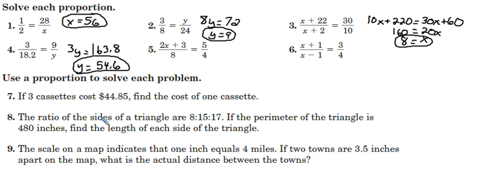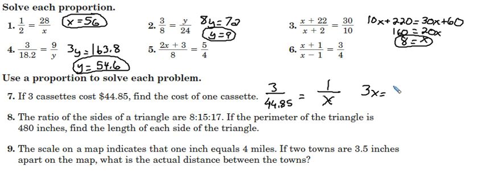Now, 7, 8, 9, we have story problems, use proportions, and another technique for number 8. But look at number 7 first. If 3 cassettes cost $44.85, find the cost of 1 cassette. Okay, with simple ratio, we'll put cassettes on top, the price on the bottom, 3 for $44.85, and what we want to know is the price of 1 cassette. How much money will that cost? 1 over x. Again, cross multiply and solve.